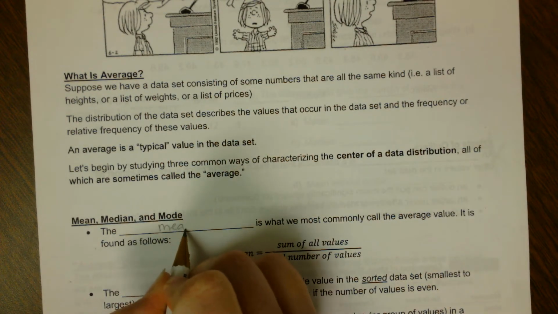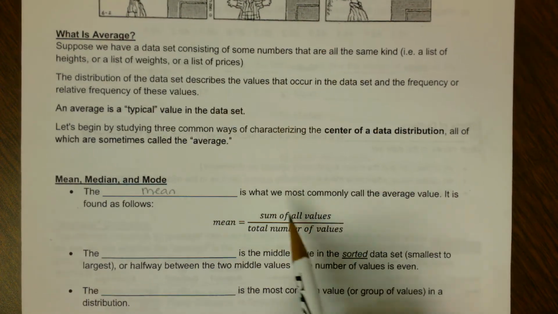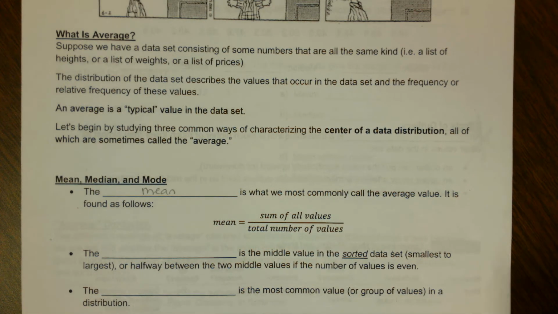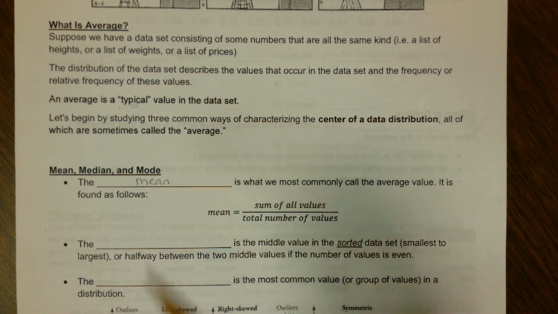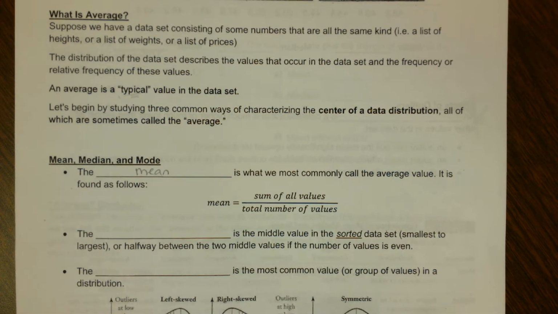We have a mean here. Mean is just your normal average. You add everything up and divide by the total number you have. That's what most people think of when they think of average. But in math and statistics, there are two other ways we sometimes talk about the average, or a typical, a different way to describe the typical value of the data set.